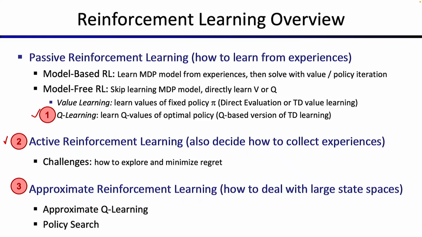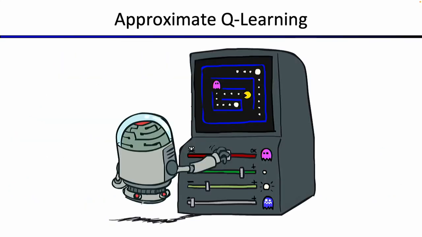All right, let's resume. We're going to cover now the last third set of topics for today, which is approximate reinforcement learning, dealing with large state spaces. And we're going to first look at approximate Q-learning.